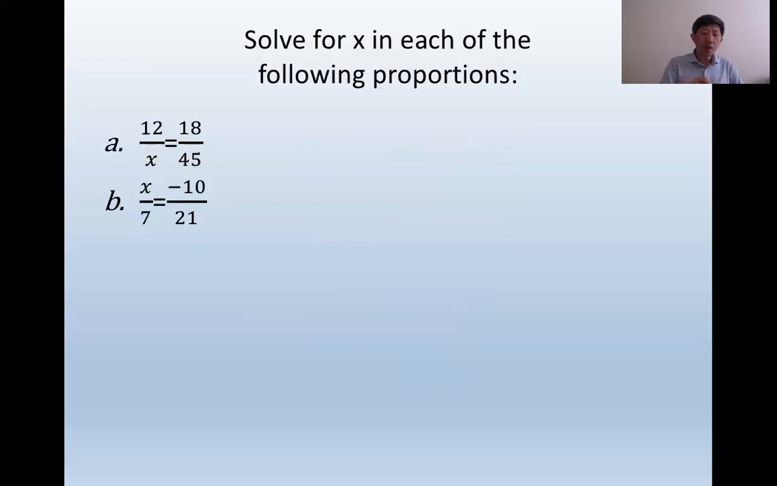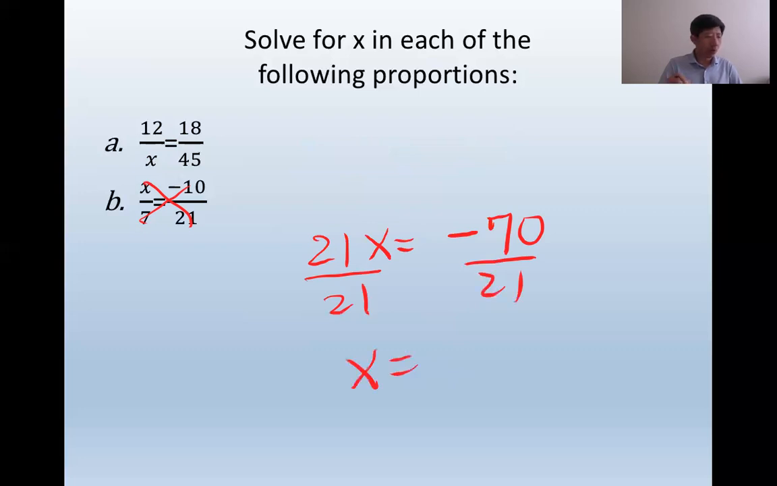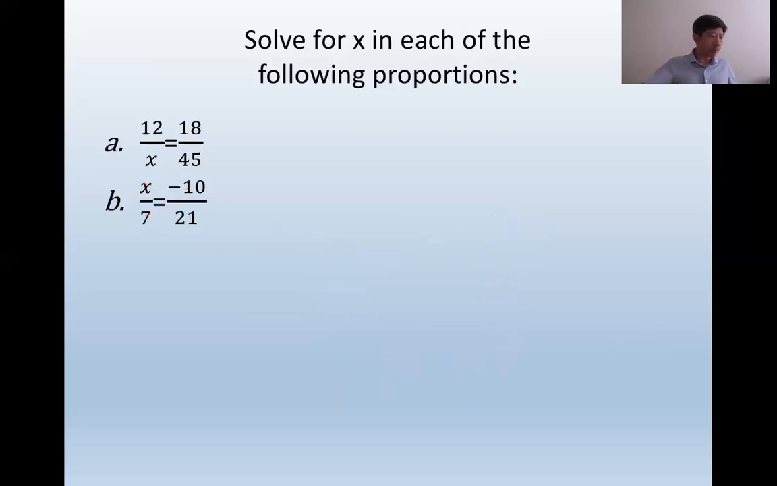Next problem. Again, we cross and multiply. Cross and multiply, we have 21x, which is equal to negative 70. 10 times 7, negative 70. So both divided by how many? 21, x is equal to negative 10 over 3. And we can say this is negative 3 1/3, right? And so that is how we solve for proportion, okay?